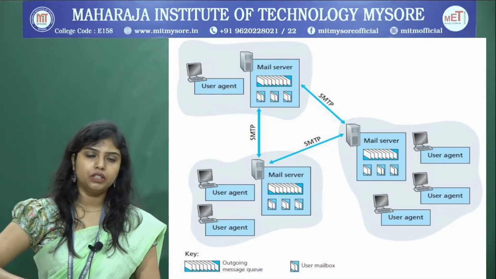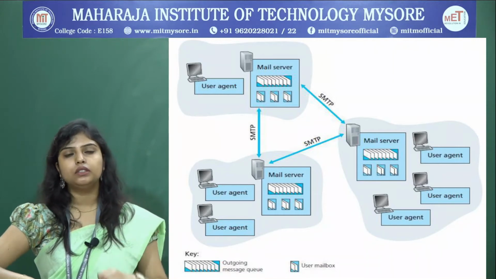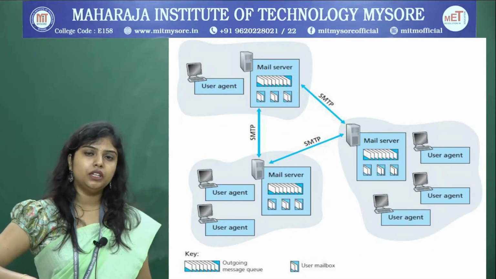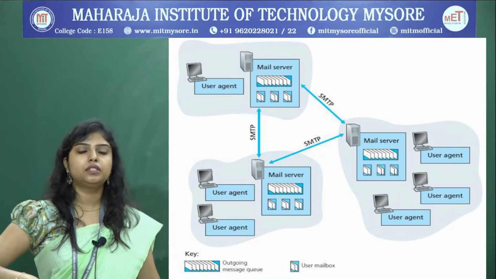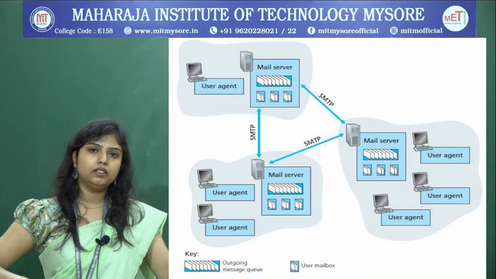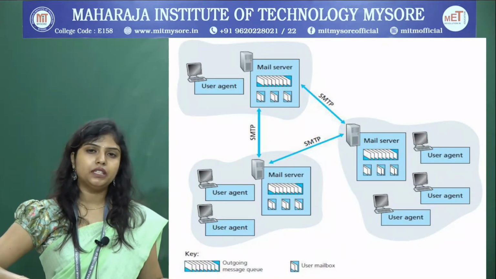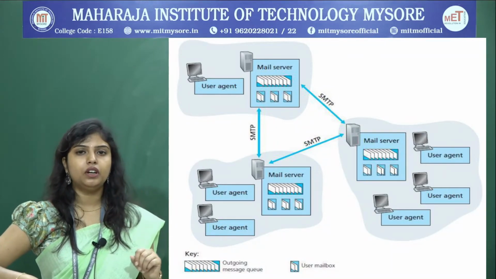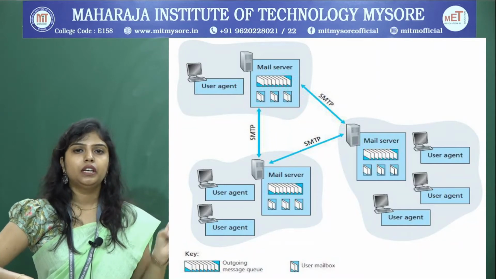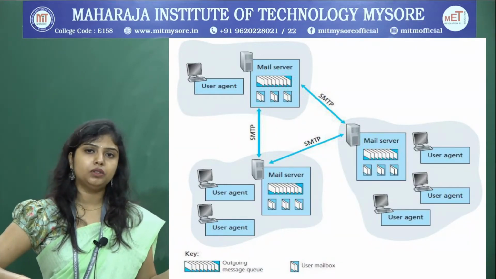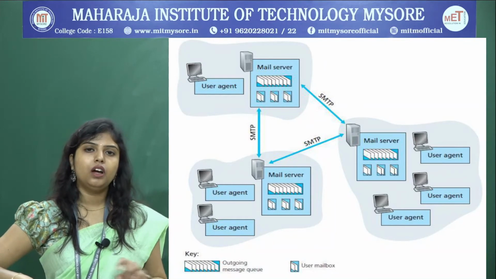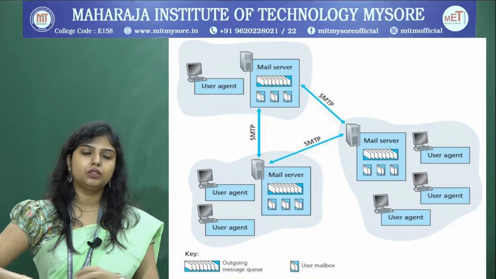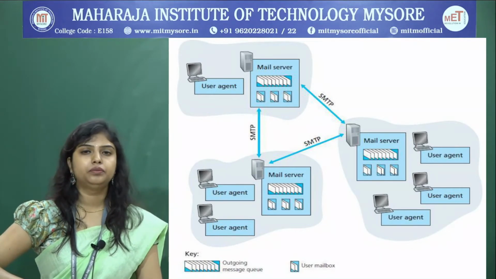So, we saw the working of user agent, mail server and SMTP. The user agent will create the message and send it to his own network's mail server. That mail server will establish a TCP connection to the recipient's mail server. After successful establishment, the SMTP protocol will send that email to the recipient's mail server. After the email is received by the recipient's mail server, it will be sent to the proper recipient.